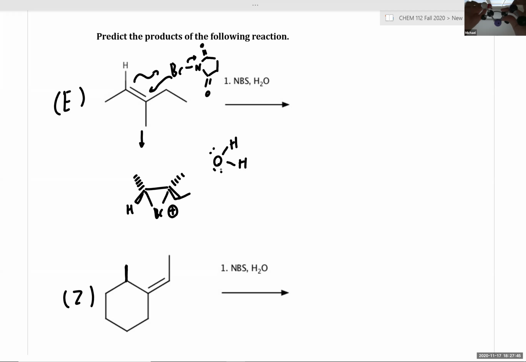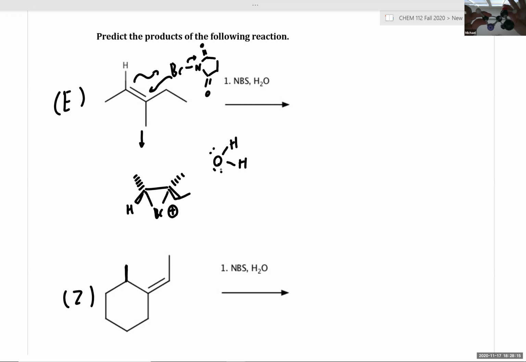The position on the left or the right? Which position is more substituted? Left or right? Which position can more readily accommodate a positive charge? Which position is more substituted? We see a lot of students typing in the chat, the right position. That's exactly correct.